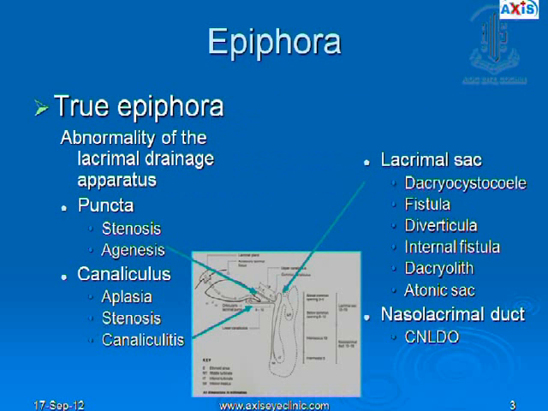Now when we talk about epiphora, we want to know about true epiphora and pseudo epiphora. True epiphora is because of an abnormality of the lacrimal drainage apparatus. In other words, there is a block in the drainage of tears. So this problem could be in the region of the punctum. So you could have stenosis, agenesis, canaliculus aplasia, stenosis and canaliculitis.